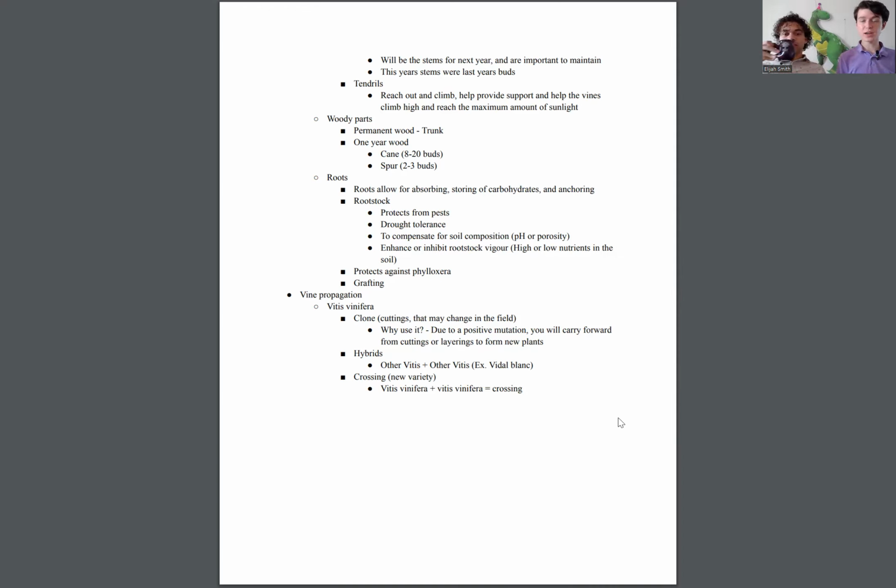But the rootstock itself protects from pests. It has an increased drought tolerance. The rootstock itself can also compensate for soil composition. So if the pH is off a little bit, it'll mess with that. It will also enhance or inhibit the vigor of the rootstock, whether or not high or low nutrients are in the soil. Going back to what we said about Vitis lambrusca, here's where they come back in with grafting.